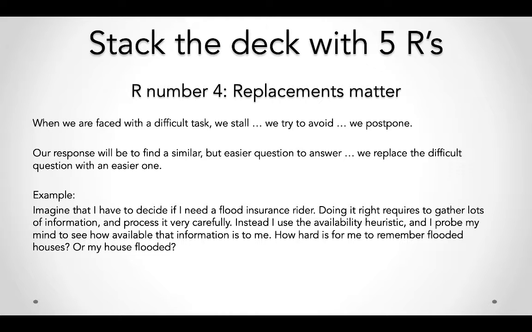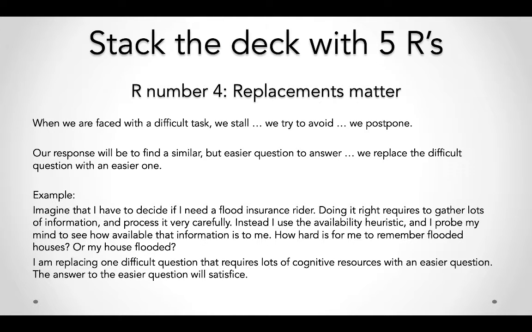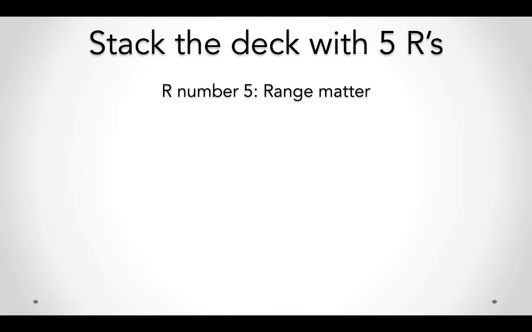Okay? For example, imagine that I have to decide if I need a flood insurance rider. Doing it right requires gathering lots of information and processing it very carefully. This is a hard thing for me to do. Instead, I use the availability heuristic and I probe my mind to see how available that information is to me. How hard is it for me to remember flooded houses, or even my house flooded. So I'm replacing one difficult question that requires a lot of cognitive resources with an easier question that I can answer relatively easily. The answer to the easier question will satisfy, will be good enough. And this is how we go about it.